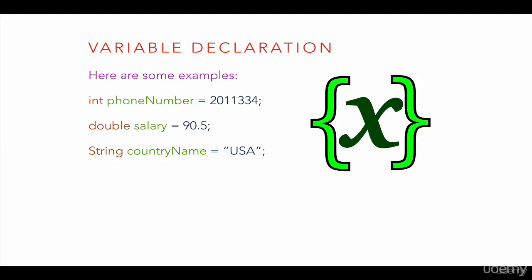Okay, int phoneNumber, and then I am assigning a number to it, and the second variable is double salary. As you can see, I am assigning a fractional value to my variable because its data type is double. For a string, countryName, I am first writing quotes, and in between the quotes I am writing my country name, for example, USA, United States of America. Okay, that's it.